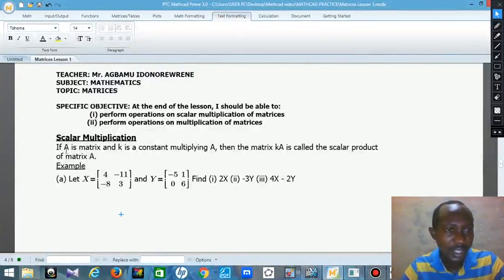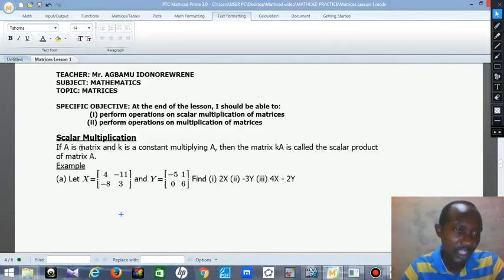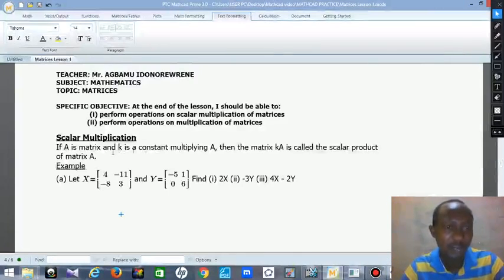That's why we say if A is a matrix and K is a constant multiplying A, this K is a constant. A constant is always a number in mathematics. So this constant can be 2, it can be 3, it can be 10, it can be minus 12. But K is a constant, a number, and it's multiplying this matrix A. So this K is what we call a scalar, this constant number. And the matrix KA is called the scalar product.